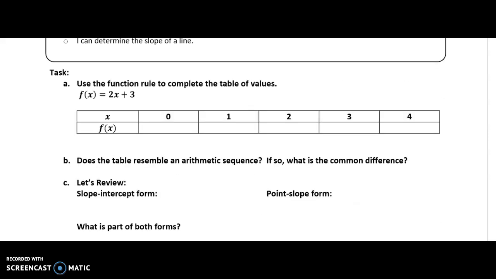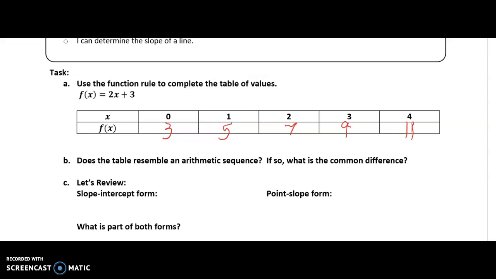All right, so for this first task, we are using this function rule to complete the table of values. So f of x is equal to 2x plus 3. We've done this already before, so let's go ahead and fill this out real quick. Using the function, we're able to complete the table to find the output values.